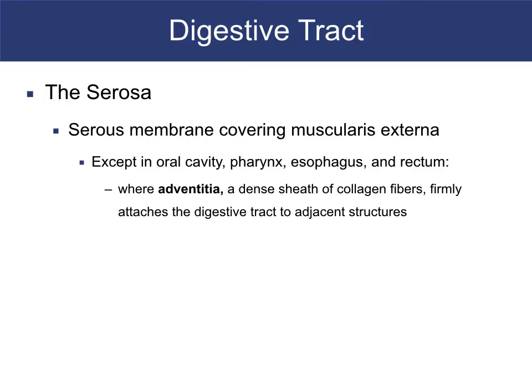Why would they not have a serosa? The only reason to not have a serosa is if you don't live in the abdomen. If you don't live in the peritoneal cavity and you don't have that layer of peritoneum over you. So what pieces of the bowel don't have a peritoneum over them? Well, basically, it's your mouth, it's your pharynx, it's your esophagus.